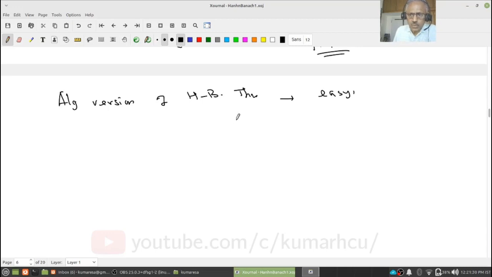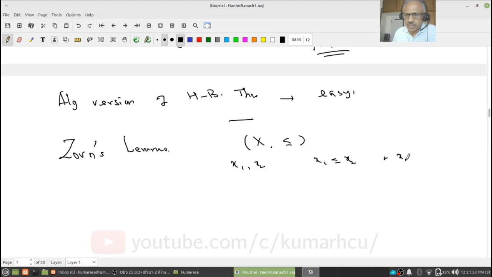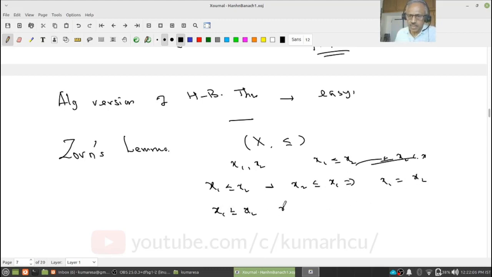So let us go slow. Let us look at what Zorn's lemma is. Suppose X is a partially ordered set. What does it mean? Given any x1, x2, I may not be able to say x1 is less than or equal to x2 or x2 is less than or equal to x1. But what I know is if x1 is less than or equal to x2 and x2 is less than or equal to x1, then x1 equals x2. And the next one is if x1 is less than or equal to x2 and x2 is less than or equal to x3, that implies x1 is less than or equal to x3.